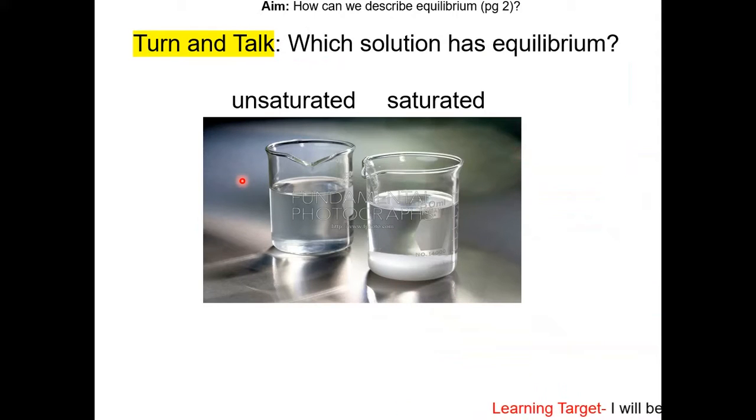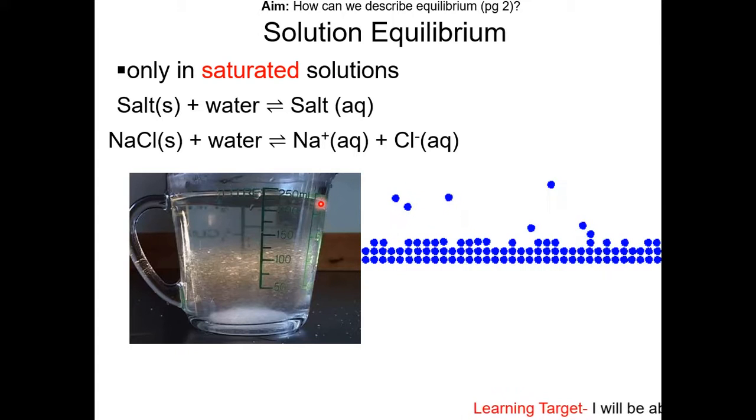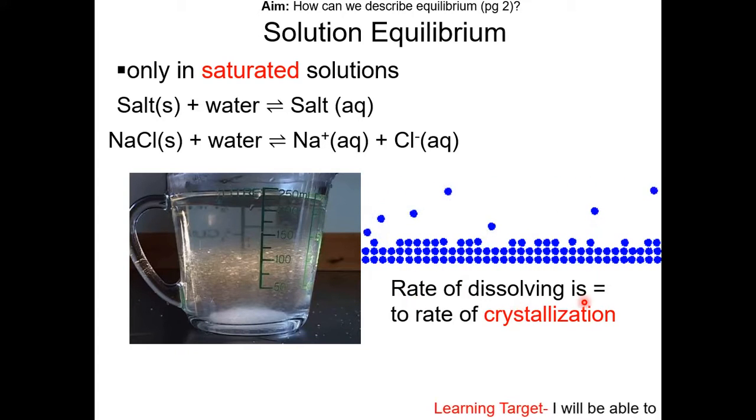In the previous unit, we talked about different types of solutions: unsaturated solutions and saturated solutions. Which of these solutions has equilibrium? That would be the saturated solution. This is known as solution equilibrium, and it only occurs in saturated solutions. So here I have a saturated solution of NaCl. As you can see, the rate of dissolving is equal to the rate of crystallization.